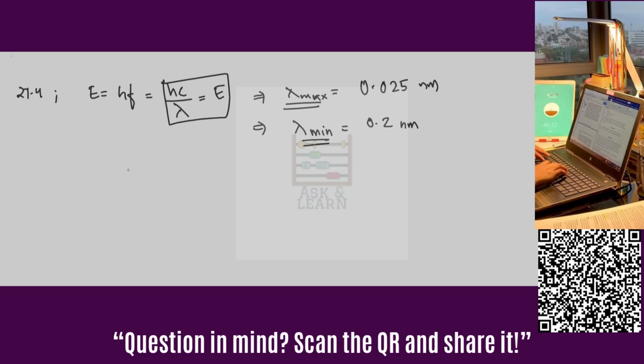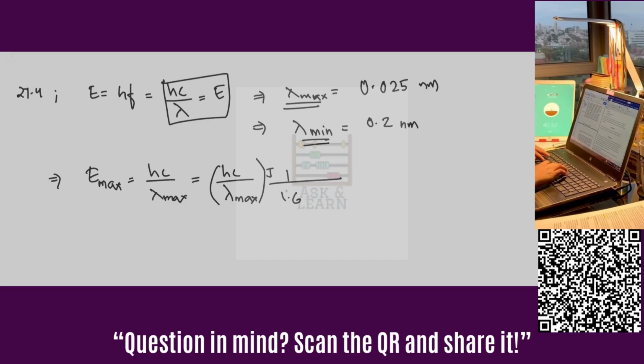Doesn't really matter. So we use these equations to find Emax, which is hc over lambda max, and we get this value to be around 40. One thing to notice is that the answer you'll get here will be in joules. So we want to convert it into electron volts. So we need to divide it by a factor.